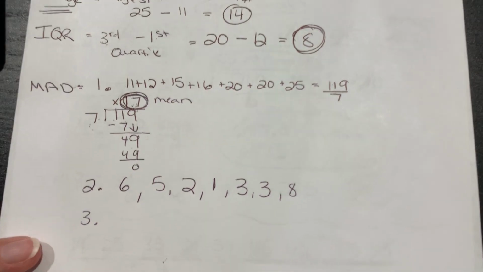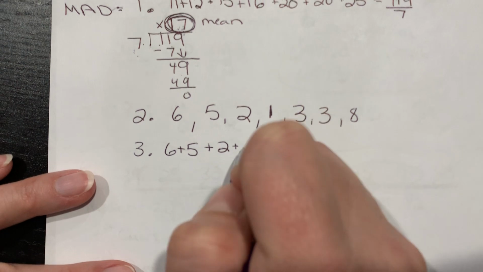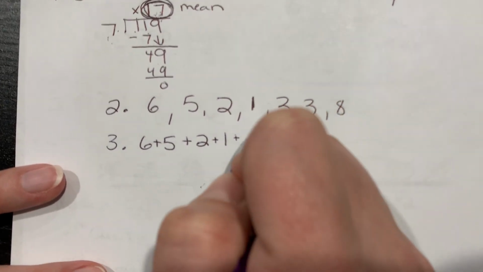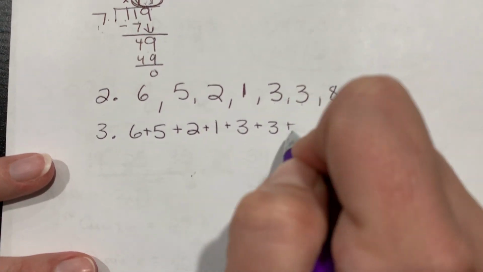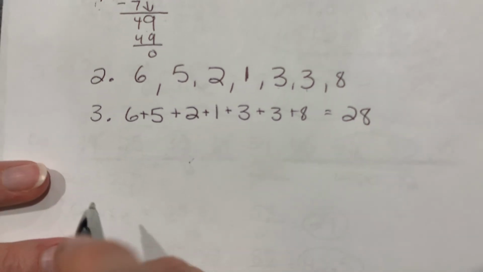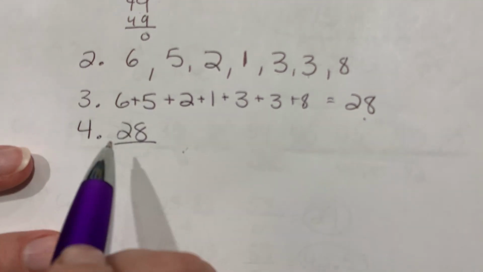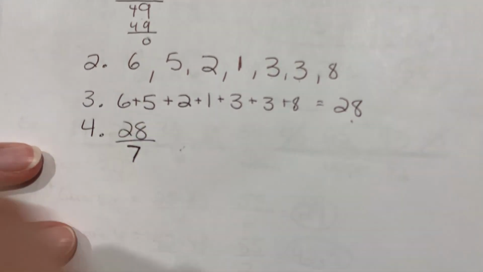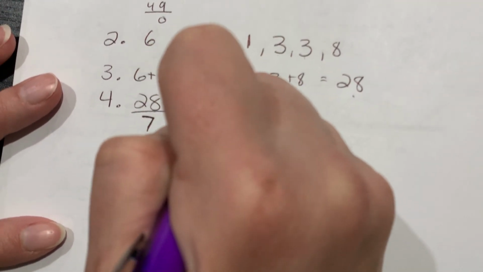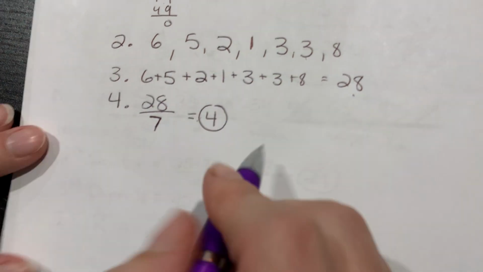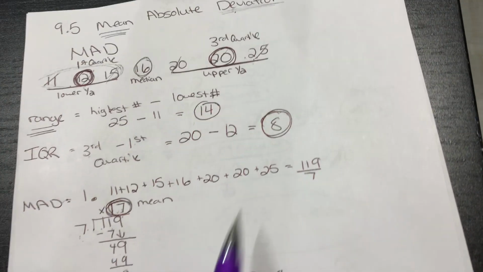Step 3 says I'm going to add those together. 6 plus 5 is 11. 11 plus 2 is 13. 13 plus 1 is 14. 14 plus 3 is 17. 17 plus 3 is 20. And 20 plus 8 is 28. My fourth step is to take my 28 and divide it by however many pieces of data I had. We had 7 pieces of data. 28 divided by 7 is 4. So my MAD is 4. Solved the problem, got my range, got my IQR, and I got my MAD.